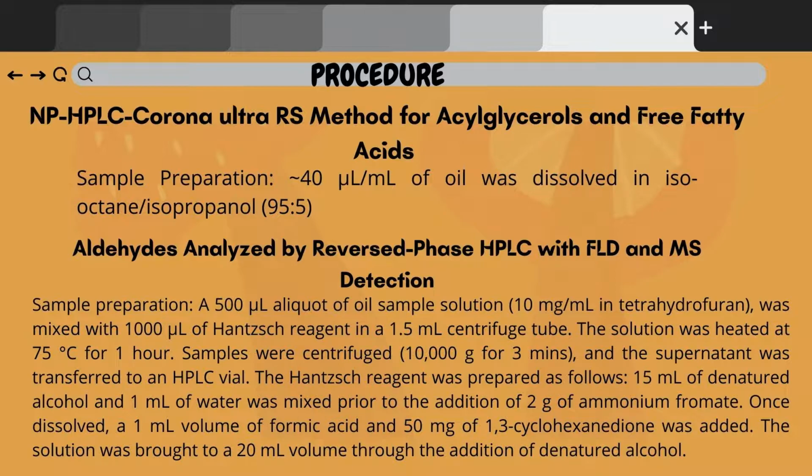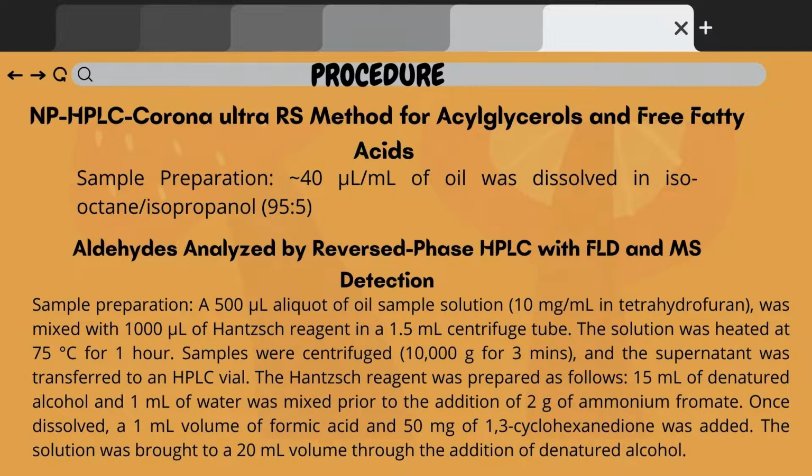Sample preparation: a 500 microliter aliquot of oil sample solution, 10 mg per milliliter in tetrahydrofuran, was mixed with 1000 microliters of Hantzsch reagent in a 1.5 ml centrifuge tube. The solution was heated at 75 Celsius for 1 hour. The sample was centrifuged at 10,000 g for 3 minutes, and the supernatant was transferred to an HPLC vial.